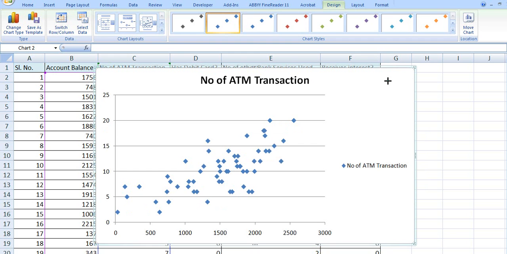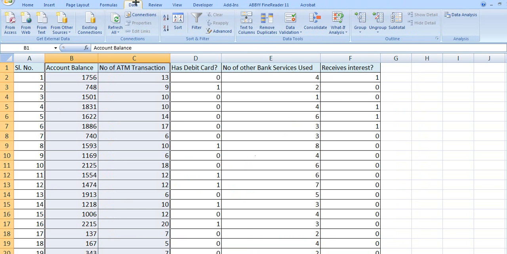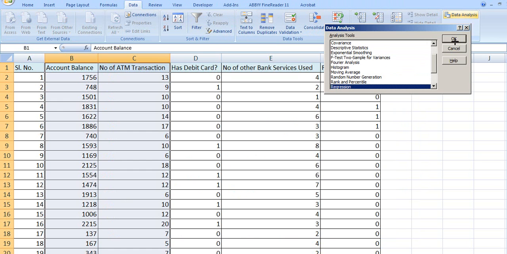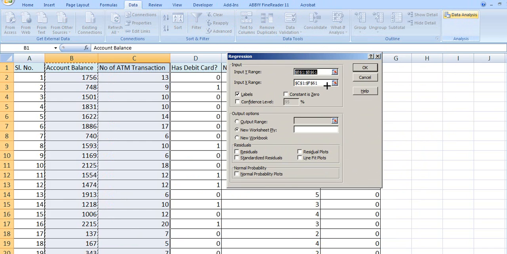Okay, now let us see how we can use the data analysis tool pack to do this. So we'll go to data analysis, regression, and in this regression they are asking for the input range. Input y range, so y is like your values, and input the x range. X are the independent variable and y are the dependent variable.